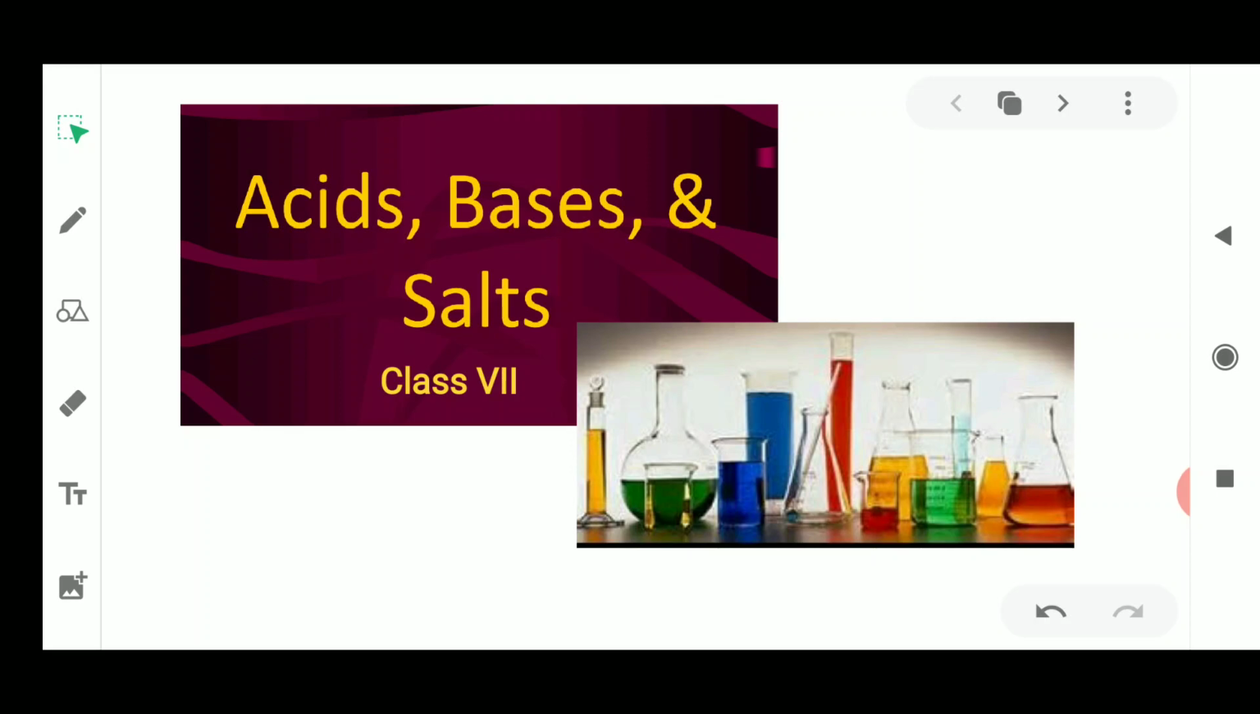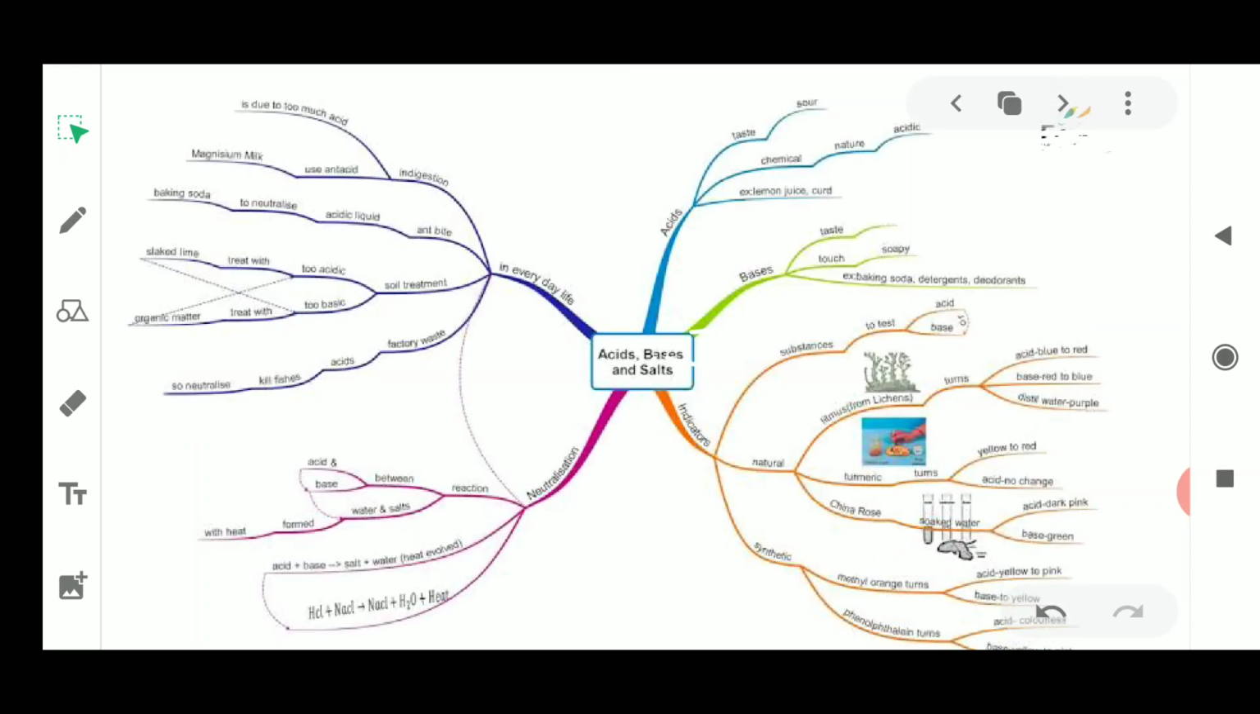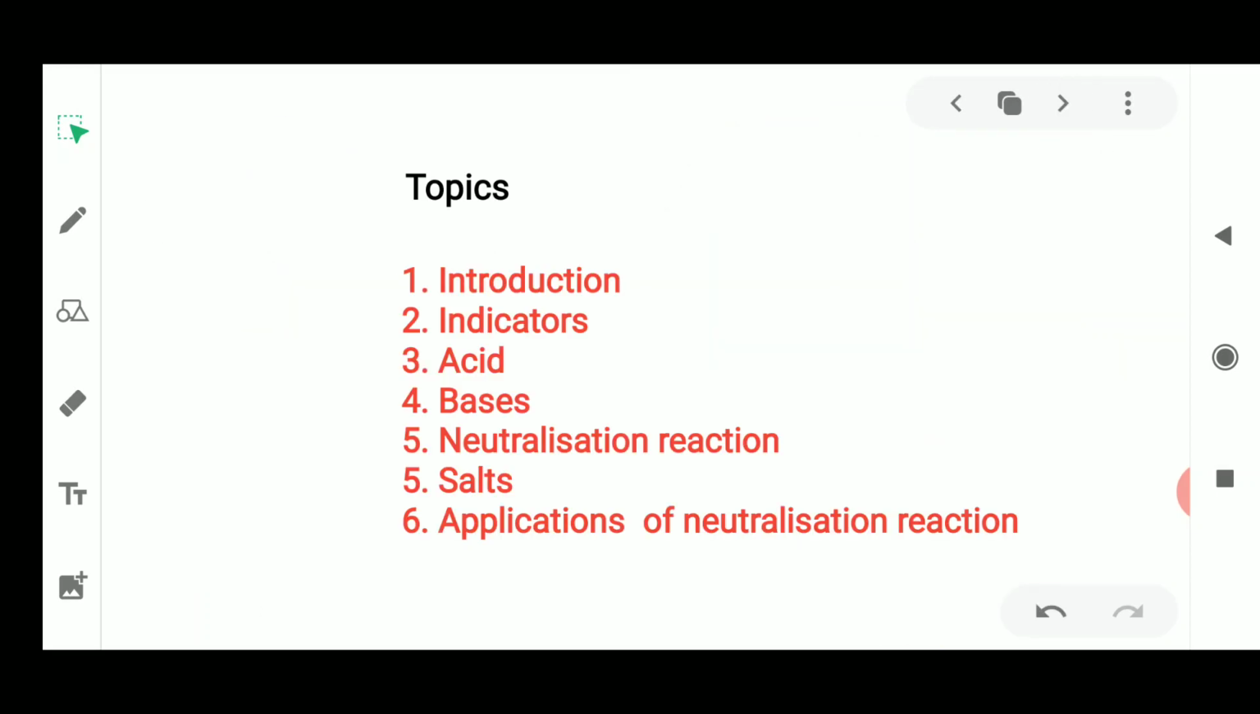Before starting today's video, I would like to tell you about the topics which are to be discussed in this lesson. The topics are the introduction regarding what is acid, bases and salt. Then we are going to read about the indicators. Then we'll study about the acids, then bases. Also we'll study about the neutralization reaction, the salts and the application based on neutralization reaction. So these are the topics which this chapter will be dealing with.